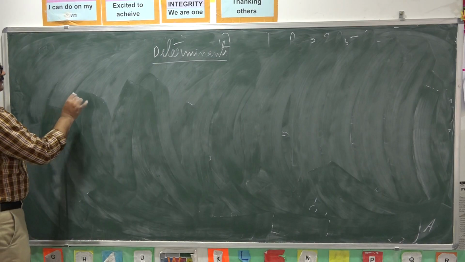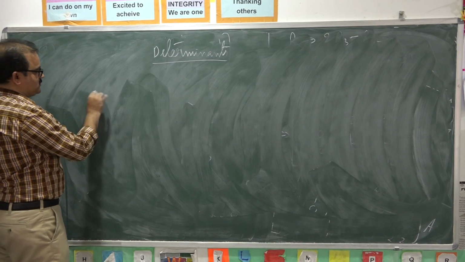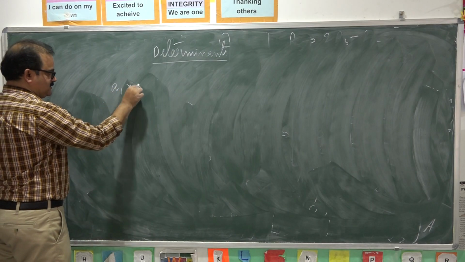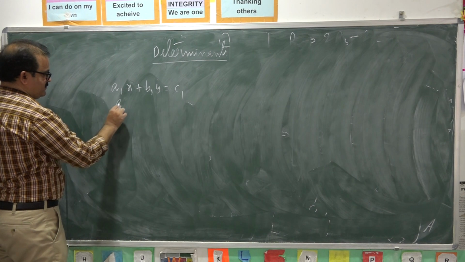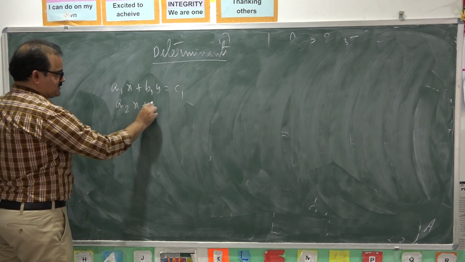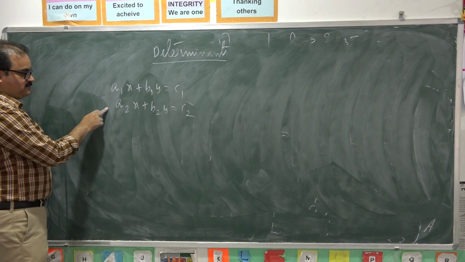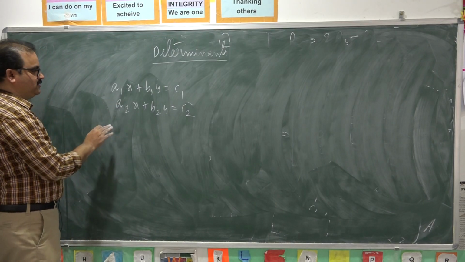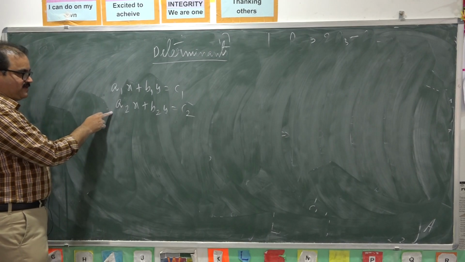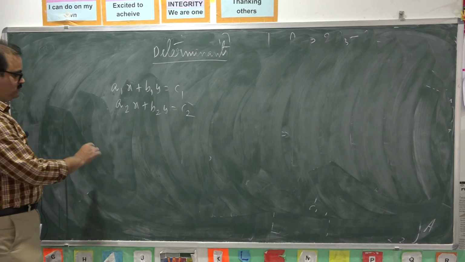First of all, we take two linear equations in two variables as a1x plus b1y is equal to c1 and a2x plus b2y is equal to c2. These are two linear equations in two variables x and y. Now we may express these two equations in terms of matrices also.